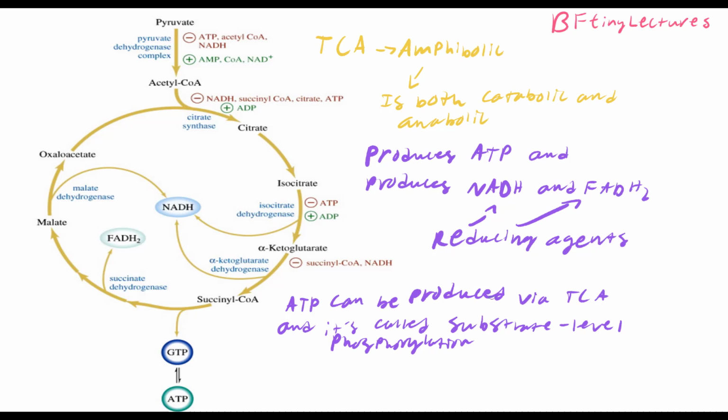Now, some differences between glycolysis and the TCA cycle: glycolysis occurs in anaerobic conditions and it's linear, but the citric acid cycle is cyclic, obviously, and it undergoes aerobic conditions. The glycolysis pathway occurs in the cytosol of the cell, but the TCA cycle occurs in the matrix of the mitochondria.